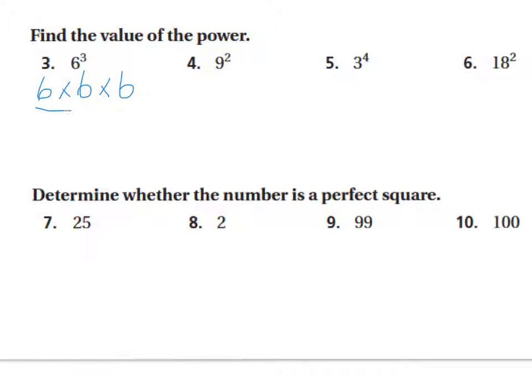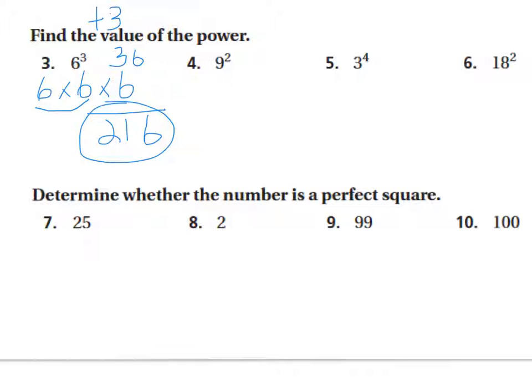Grouping my first two factors together, 6 times 6 is 36. So now I have 36 times 6, which I'm going to calculate because I don't have that memorized. 6 times 6 is 36. Regrouping the 3. 6 times 3 is 18, plus 3 more would be 21. So 6 cubed is equivalent to 216.